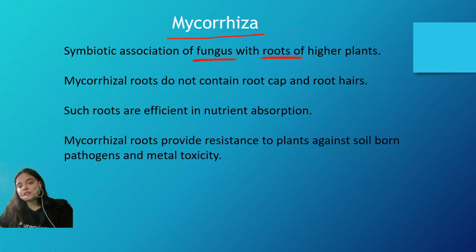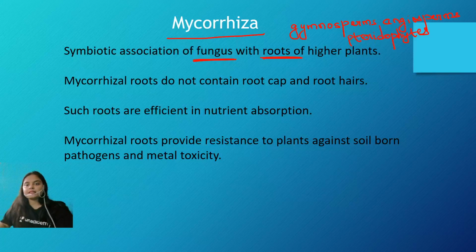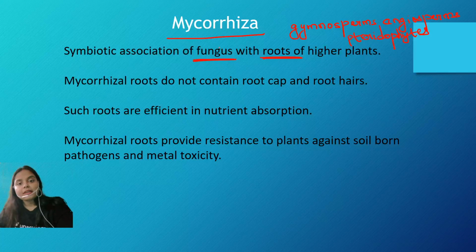These associations, mycorrhizal associations, are seen in gymnosperms, angiosperms, and also in some of the pteridophytes. So in all these plants, that means the group Tracheophyta, there is this mycorrhizal association. Now what happens? As I told you, these roots do not have a well developed structure.